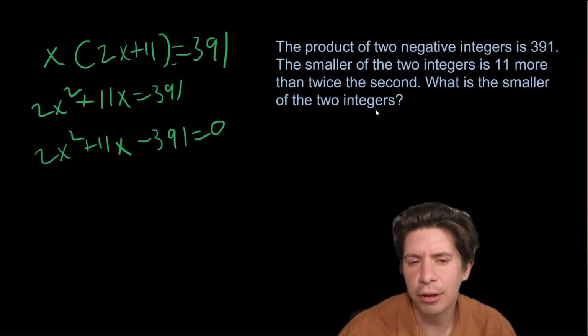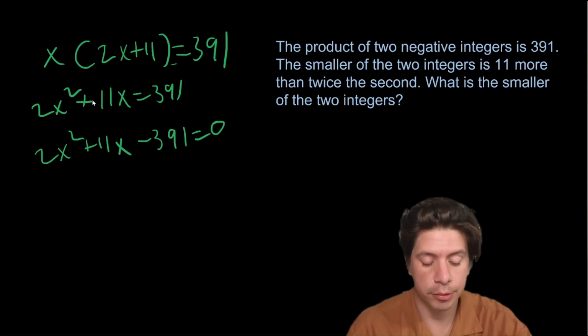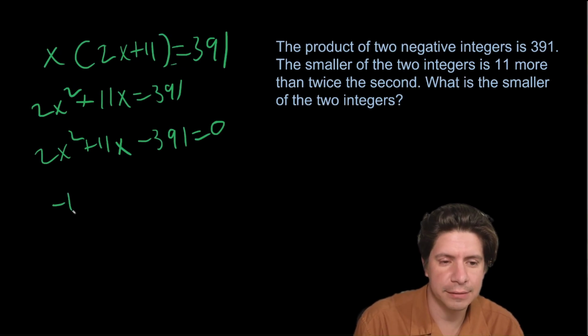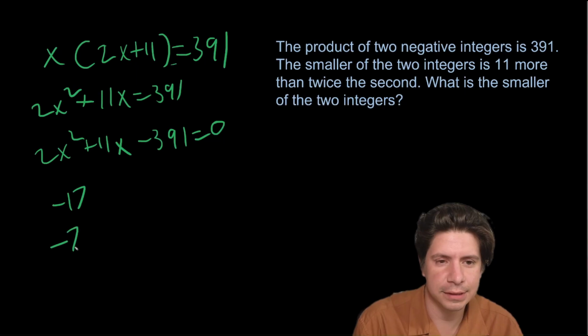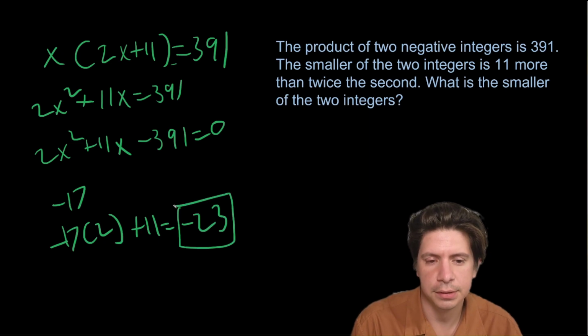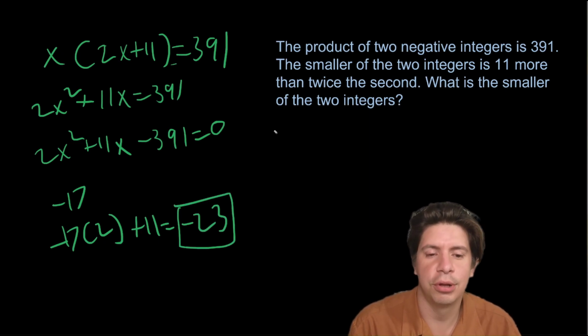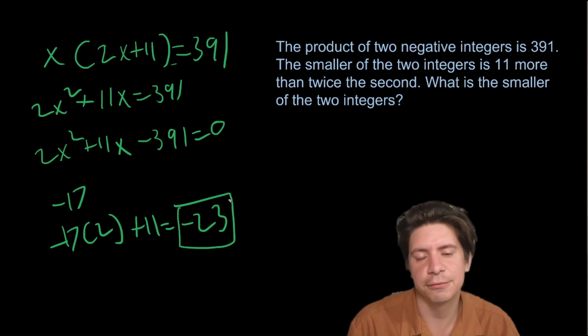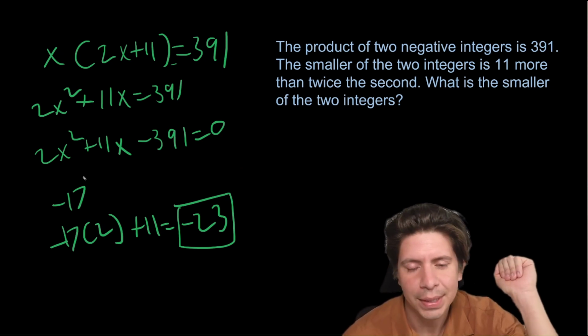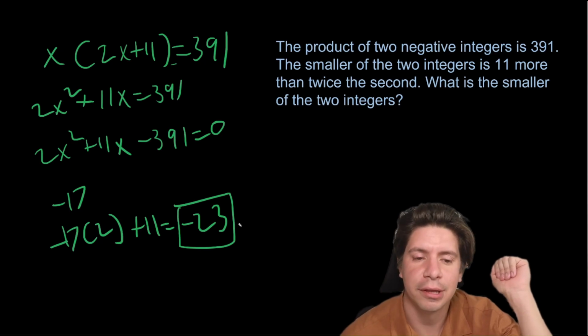What is the smaller of the two? Remember, we were told that it is 2x plus 11, so we're going to do negative 17, and then the other one would be negative 17 times 2 plus 11, that gets us negative 23. Okay, so that is the smaller of the two integers. It'll be negative 23. I think the tricky thing here, besides doing this out, is remembering it's asking for the smaller of them and remembering that that's negative 23, not negative 17.